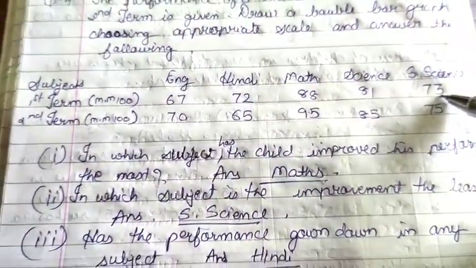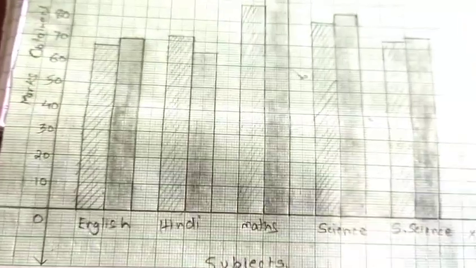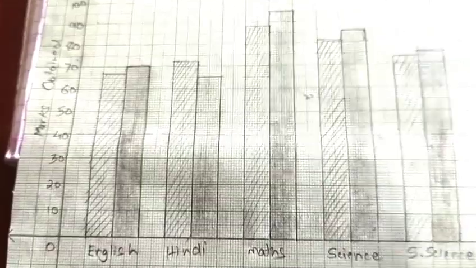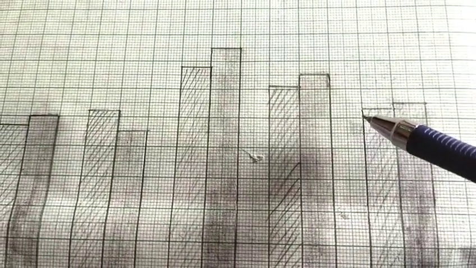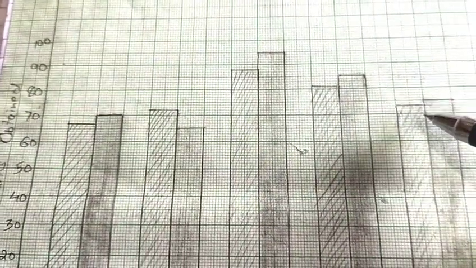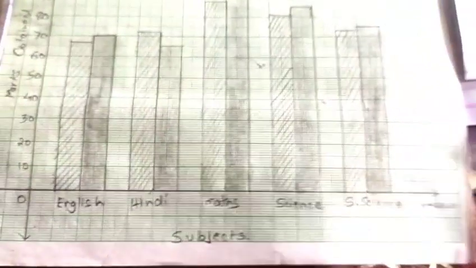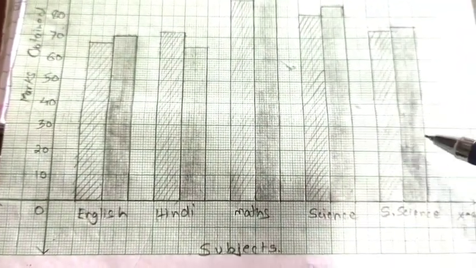Now how much did he get in social science, that is SS? He got 73 marks in the first term and 75 marks in the second term. So 73, how to represent 73? It's very simple. 73 means 3 boxes above 70: 70, 71, 72, 73. And he got 75 marks in the second term, that is exactly between 70 and 80. See here, 70 and 80, 75 marks. This pillar represents first term marks and this pillar represents second term marks.